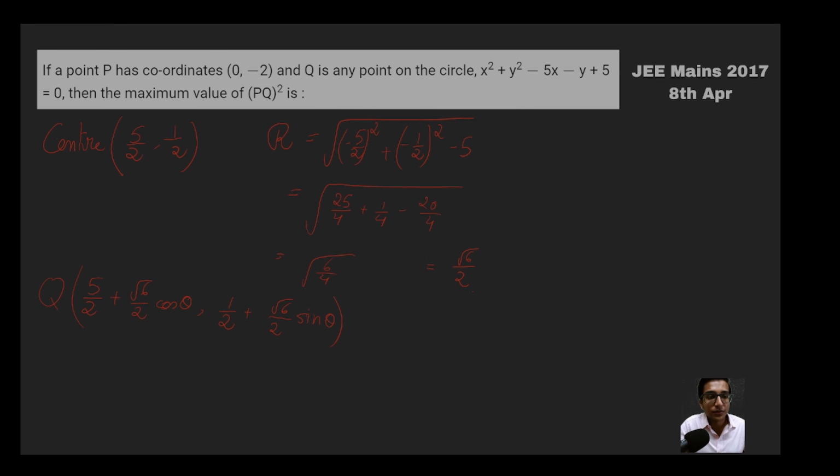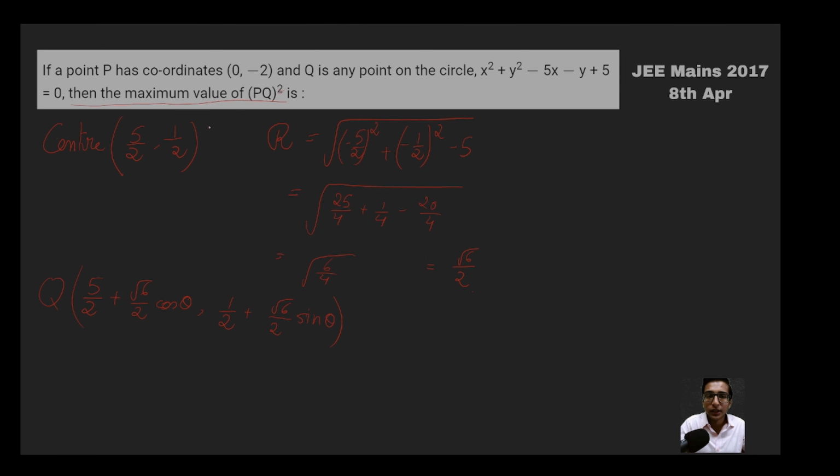Now they have asked us the maximum value of PQ. So simply we just need to use the distance formula, and they've told us to find out the square of it, the maximum square. That means the root under that used to be in the distance formula would simply get removed. So PQ square, let us write it down directly. I'm removing the square root from the distance formula directly. So what do we get?